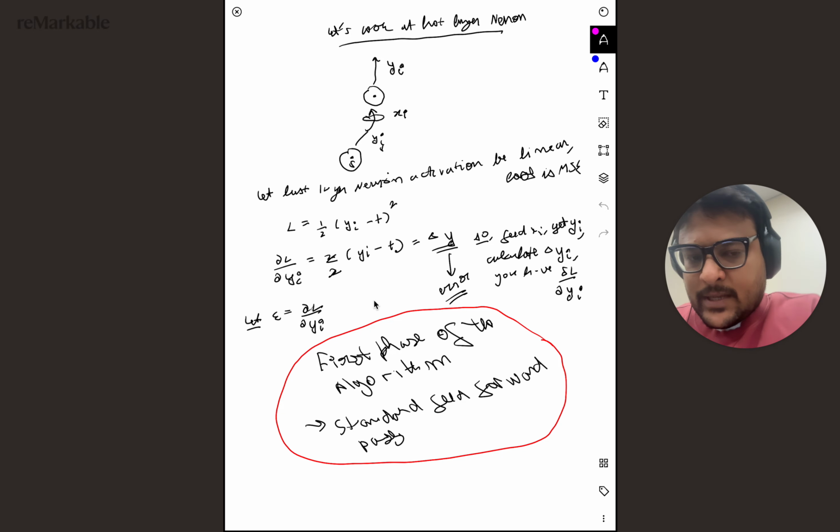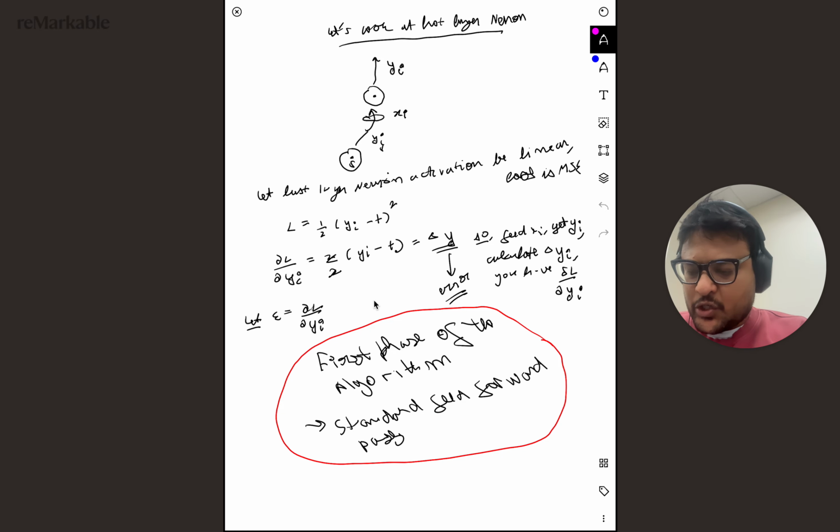Okay, so it turns out that there is a way to get rid of backpropagation, and there is no need to calculate that explicit f dash in the error signal. And the way you can do it is like this.